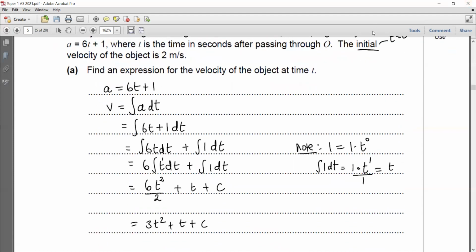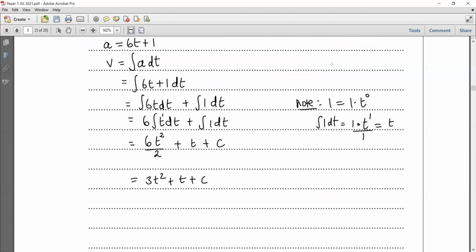Now, this is when the initial velocity comes into play. We are told that the initial velocity is equal to 2 meters per second. So that means that when t is equal to 0, then v is equal to 2. I have my formula here for v, and it includes c, so I'm going to try and solve for c. I'm going to substitute t is equal to 0 and v is equal to 2, and then use that to solve for c.